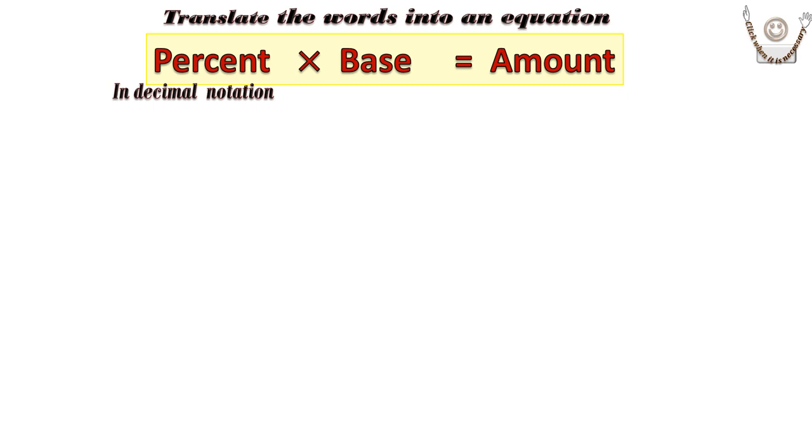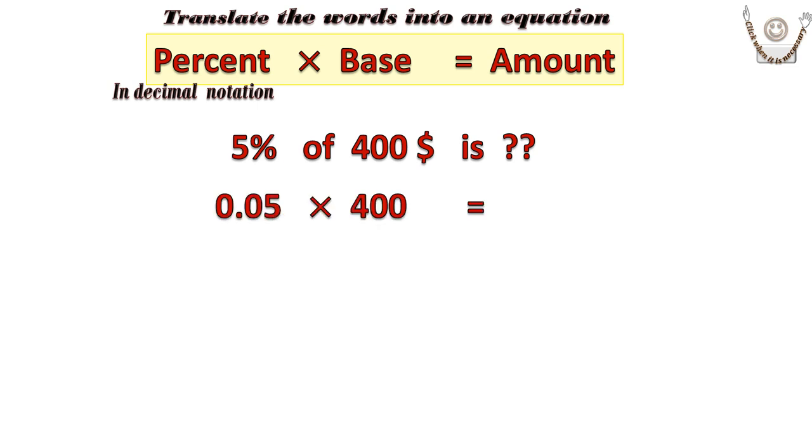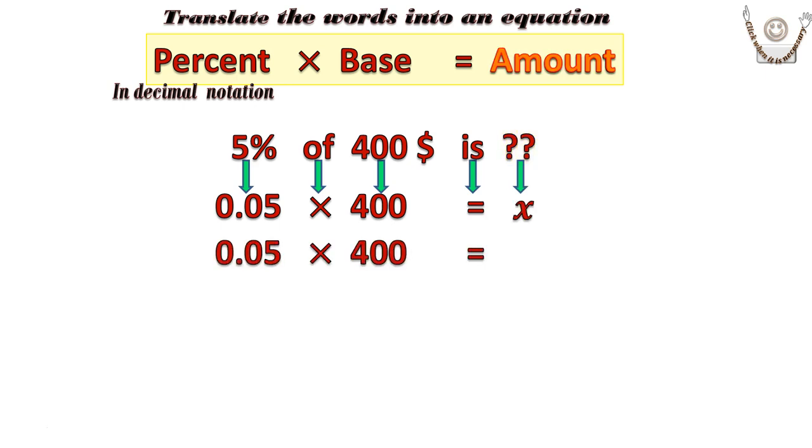More practice problems. Question: 5% of 400 is what? First of all, an equation. 5% we have to show in decimals, 0.05. The word "of" is multiplication, 400 is 400. The word "is" is the symbol equal, and we are looking for an amount we don't know. That's why we show it as a variable x. After that, just use your calculator, 0.05 times 400, and you will see the answer, 20.